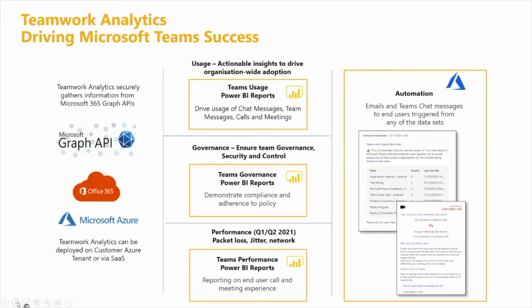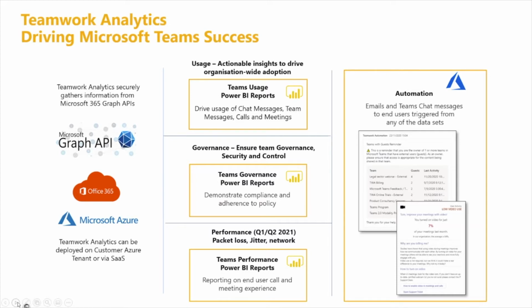Where Modality has some software that we think adds value in this space is our Teamwork Analytics. This is software where we pull all the usage information, all the governance information and performance information out of Microsoft Graph. That's an API that gives us access to that information. And talking about security, this is all done on the customer's tenant. So Modality don't pull and host this data. We can deploy it on your tenant completely under your control. We then use that data in a couple of ways.